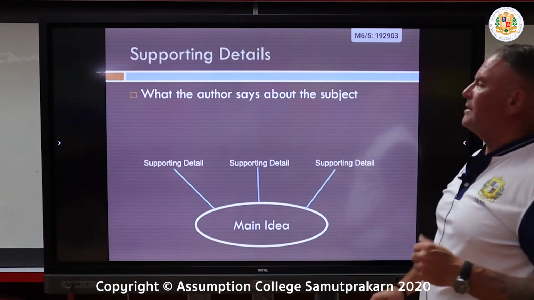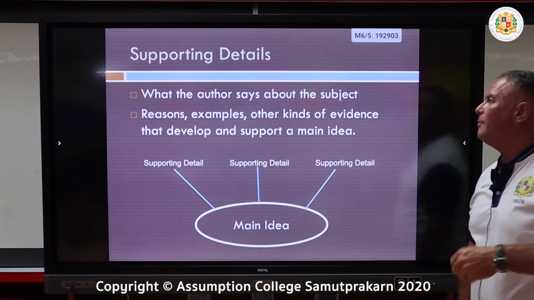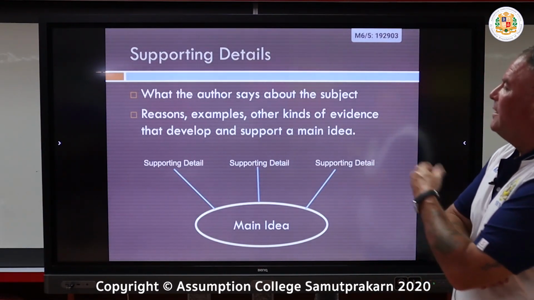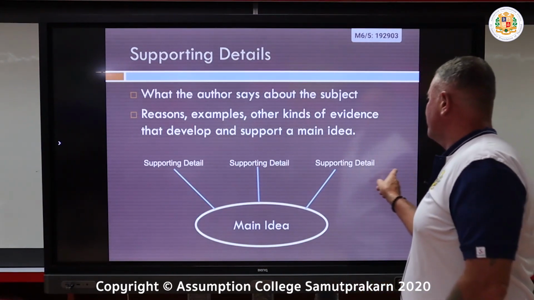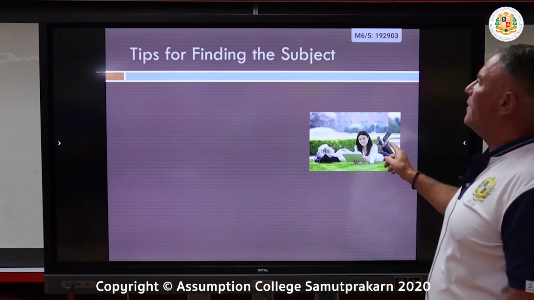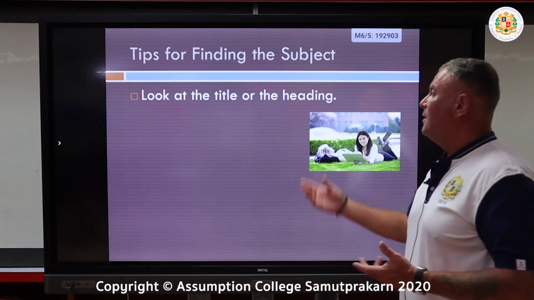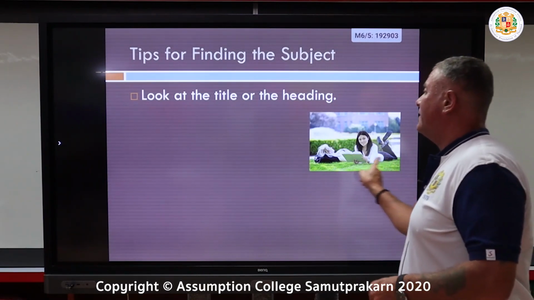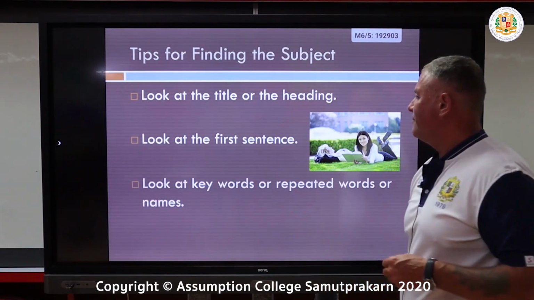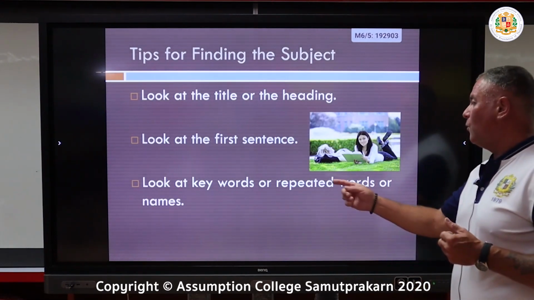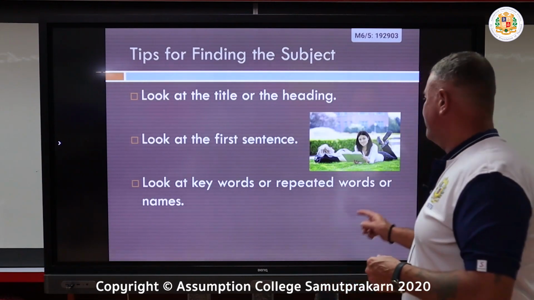What does the author say about the subject? Reasons, examples, other kinds of evidence that develop and support the main idea. Tips for finding the subject, very simple: look at the title or the heading. Look at the first sentence. Look at keywords, words that are repeated or names that are being used.